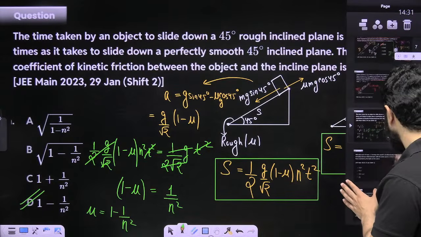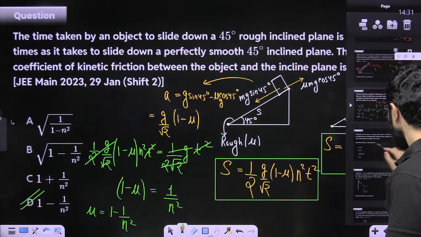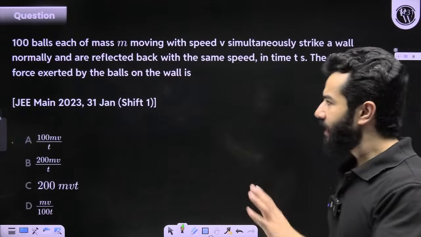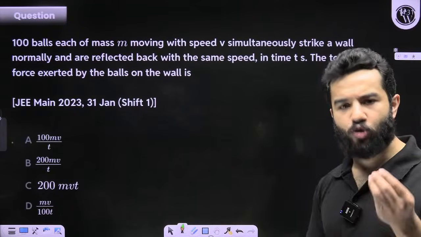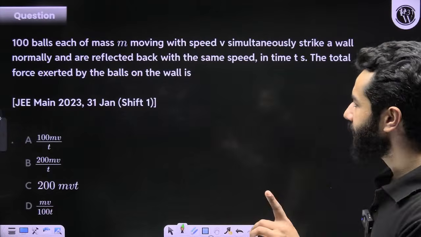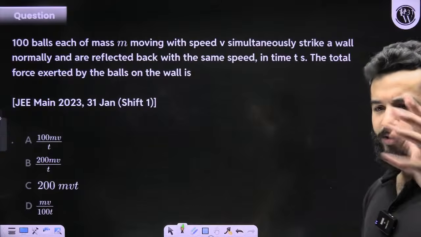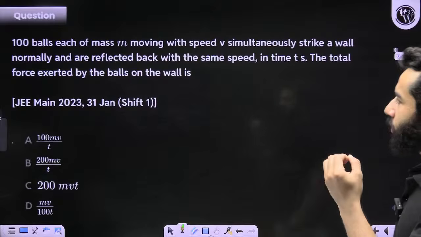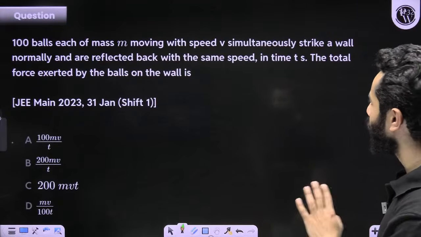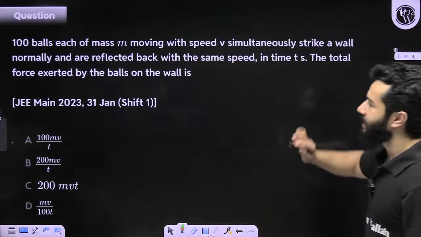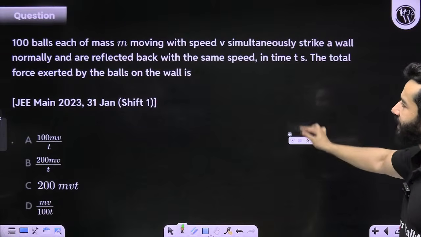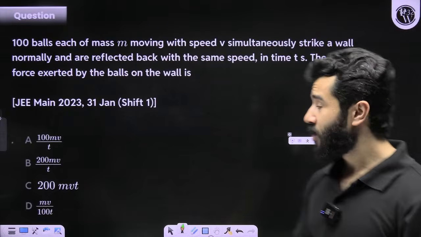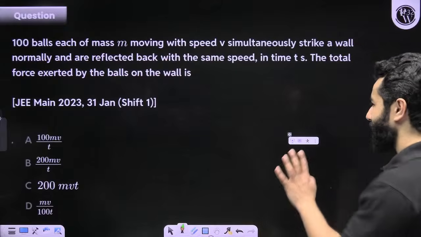Now let's move on to the next problem, my dear friends. I think inclined plane is fine. Let's start with some questions on momentum. Momentum is also very important. The next question says: 100 balls each of mass m moving with speed v simultaneously strike a wall normally and are reflected back with the same speed in time t seconds. The total force exerted by the balls on the wall is... this is an easy one.